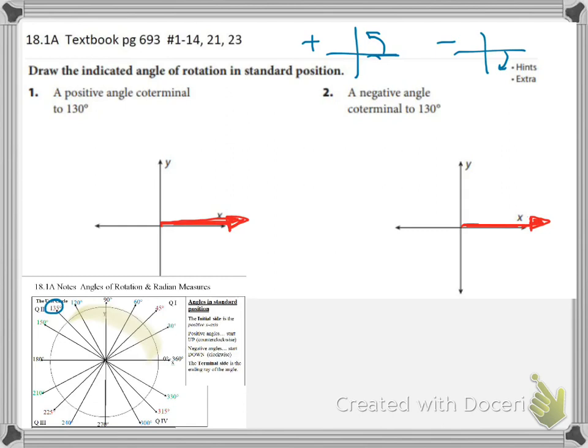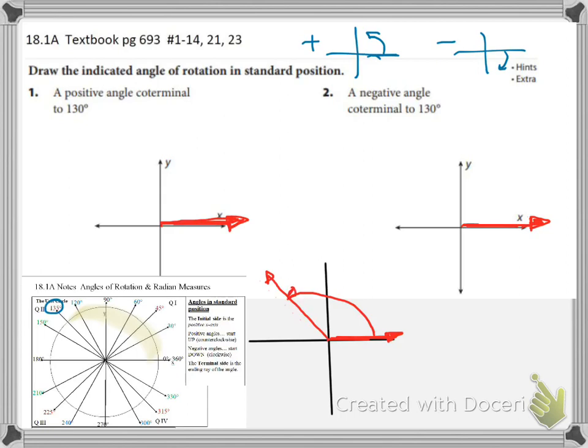If I wanted a positive angle, let me just draw the 130 degrees over here so we can think about what 130 degrees looks like. 130 degrees would be right here. This is not an answer to the question. It's going to be right here, and it needs to go up because it's positive. If it went to the center, it would be 130 degrees. But I don't want to go to the center. I want to go just a little bit short of that center, right around there somewhere.